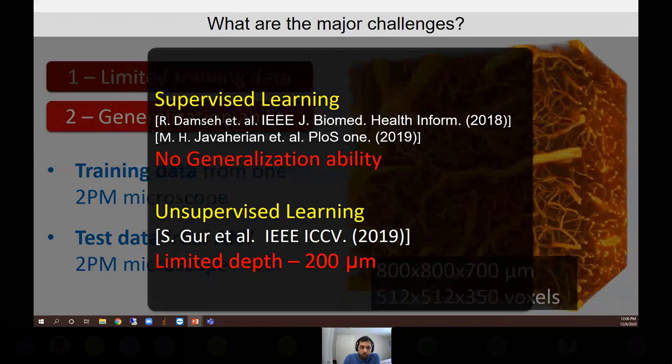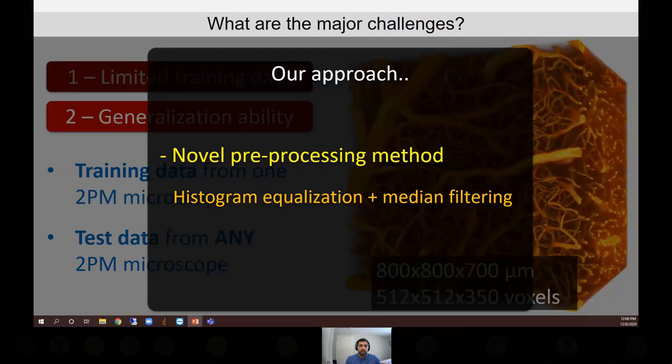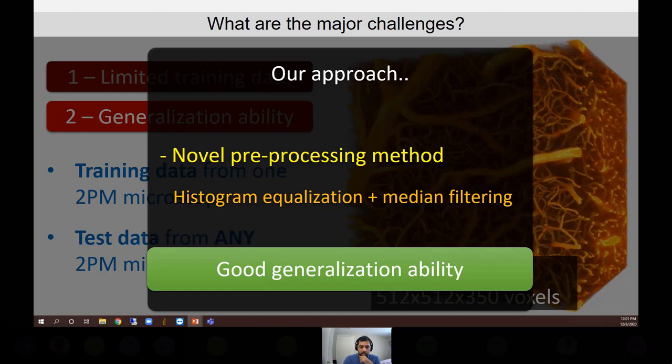So we tackled this problem by introducing a novel pre-processing method. Imaging data from different microscopes is inherently different. So we propose a method of histogram equalization where we take data from a different microscope and perform histogram equalization such that the data matches the training data on which the deep neural network was trained. And now when you test on this data, the deep neural network will be looking at something more familiar, if you will. And that we found significantly improves the generalizability of our deep neural network. And again, I will be discussing the details.